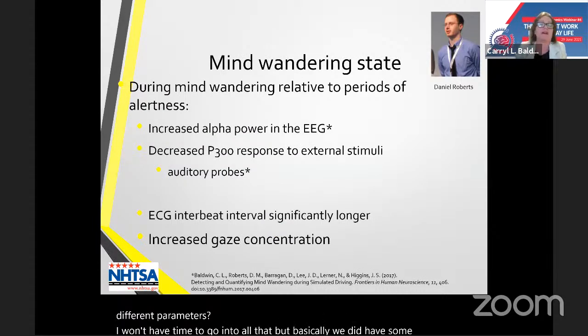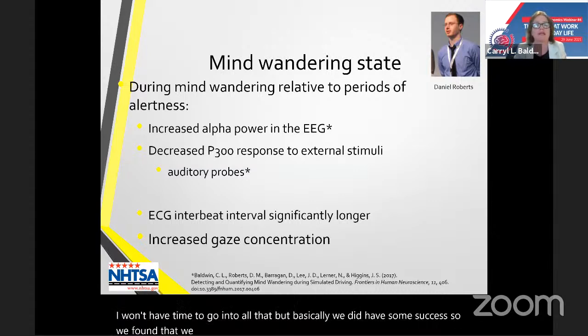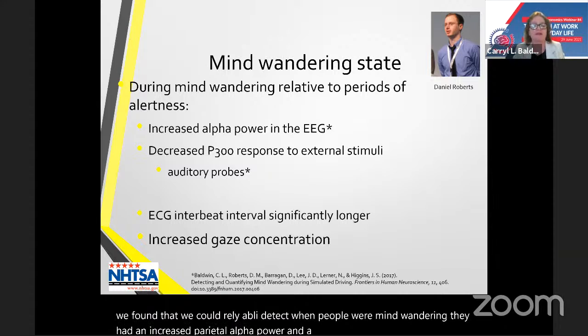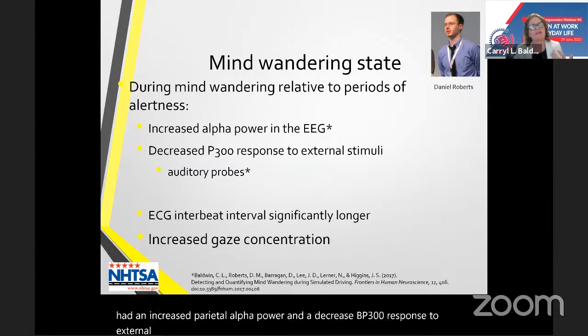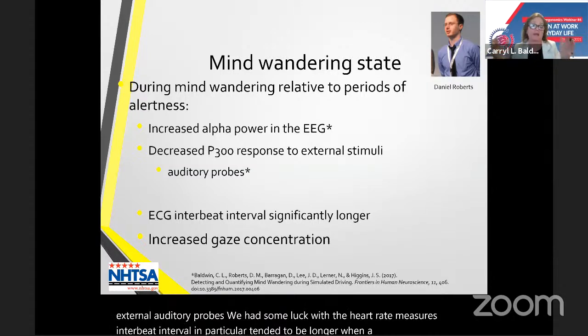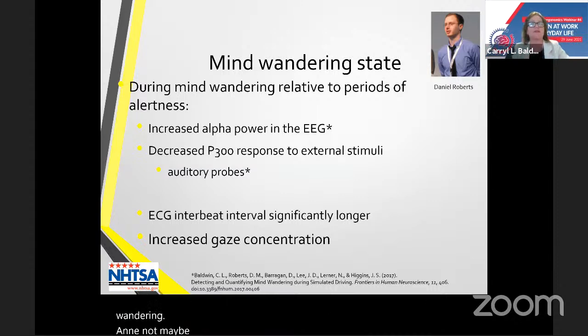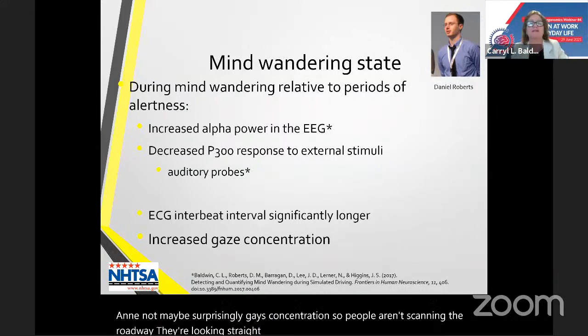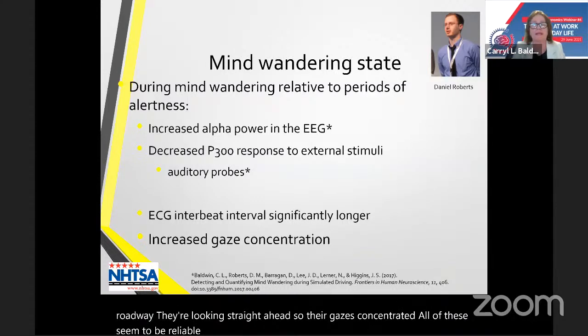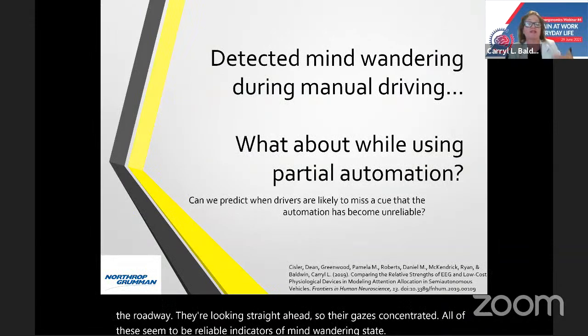So we found that we could reliably detect when people were mind wandering. They had an increased parietal alpha power and a decreased P300 response to external auditory probes. We had some luck with the heart rate measures. Interbeat interval in particular tended to be longer when a person was mind wandering, and maybe not surprisingly, gaze concentration. So people aren't scanning the roadway, they're looking straight ahead, so their gaze is concentrated. All of these seem to be reliable indicators of mind wandering state. But this was actually during manual driving.